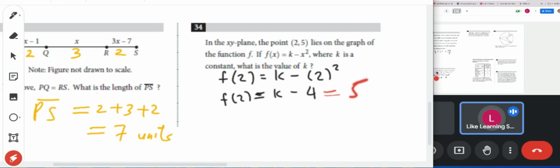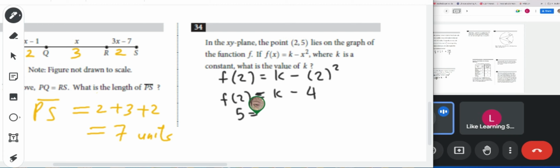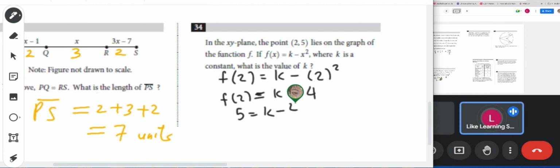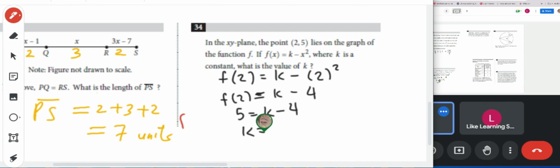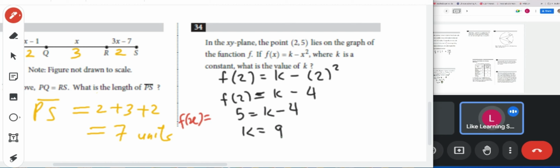So that's all equal to 5. All these things you wrote is equal to 5. Oh, I see. So 5 is equal to k minus 4. Beautiful, because f of 2 is y. So k is equal to 9. Yeah, because f of x is y.